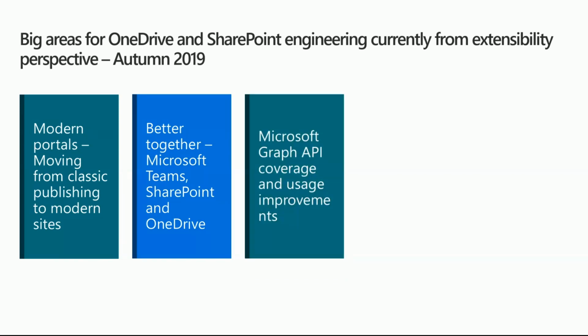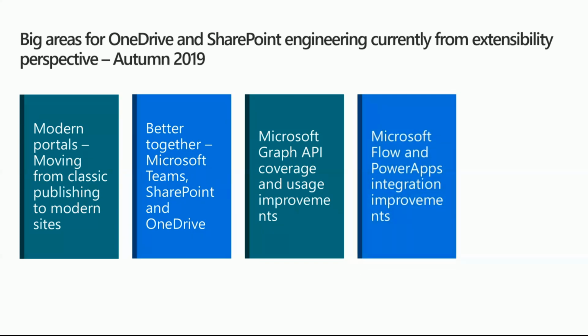Number three is Microsoft Graph API coverage and usage improvements. We want to make sure that people can easily access Microsoft Graph and easily use the capabilities which are available there. We're also improving the API coverage on the Microsoft Graph side of the house as we're able to make things happen over there. Number four, Microsoft Flow and Power Apps integration improvements.